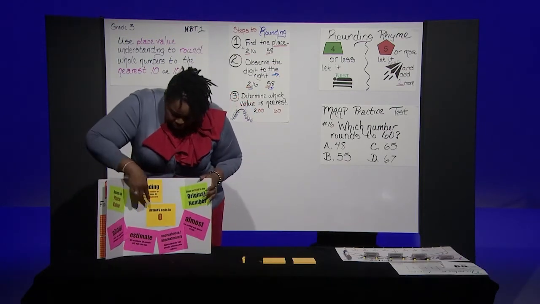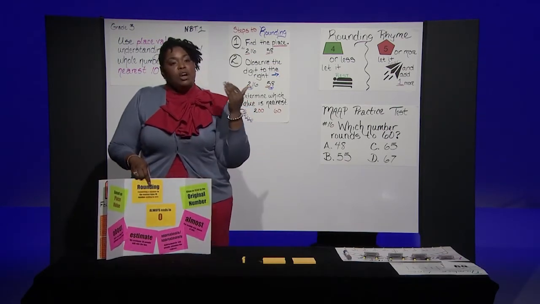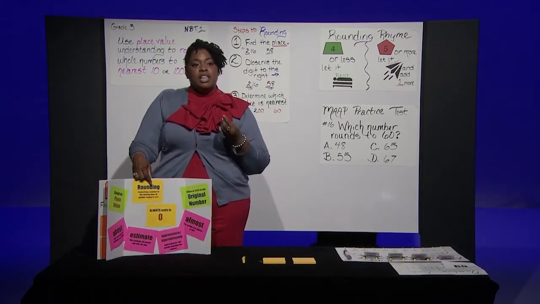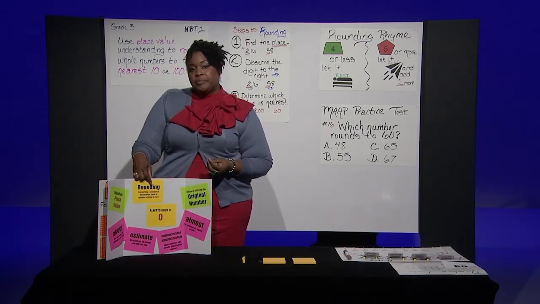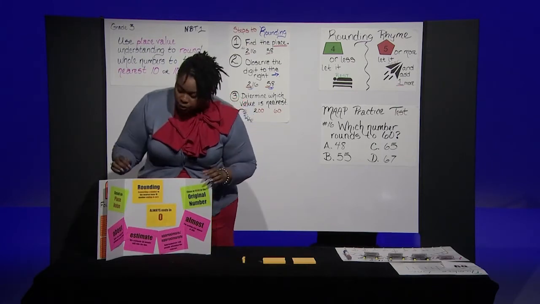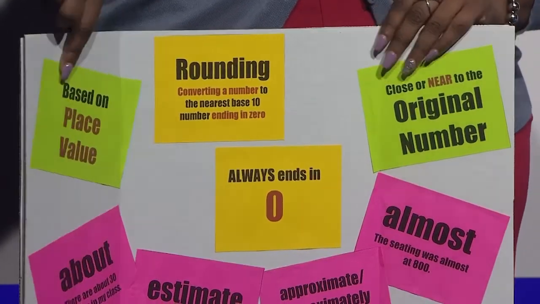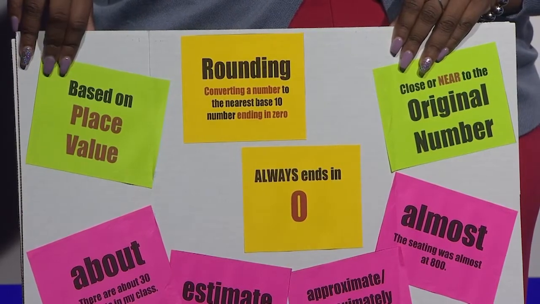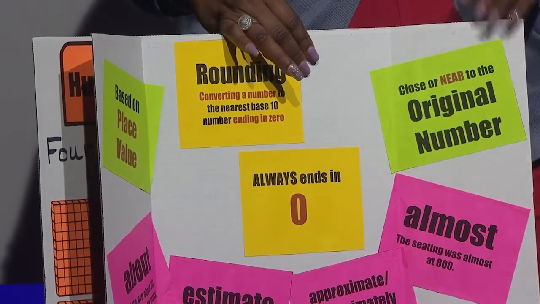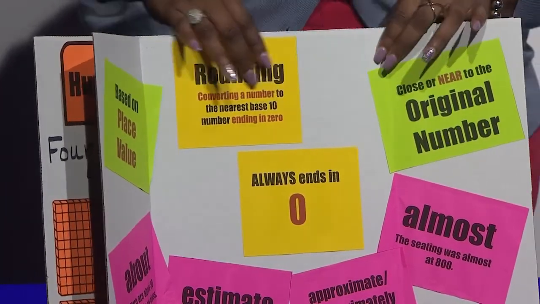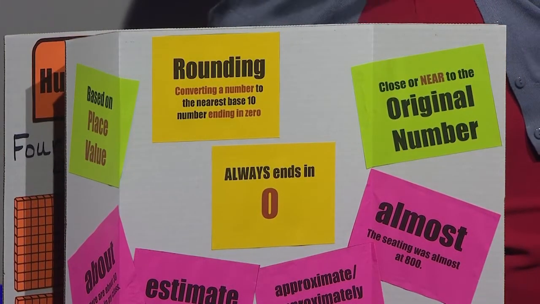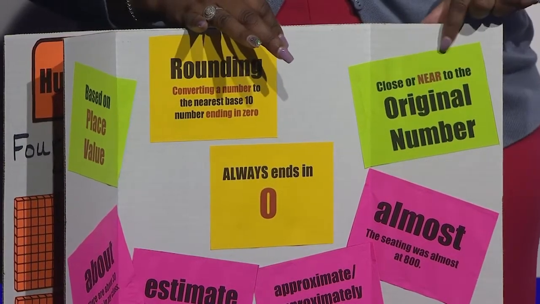Now, rounding, we're going to convert a number to a base 10 number that ends in what? 0. Good. Round. Think round. So it's based on place value, okay? And it's close or near to the original number. There's that word near, nearest. It has to be close to the original number.